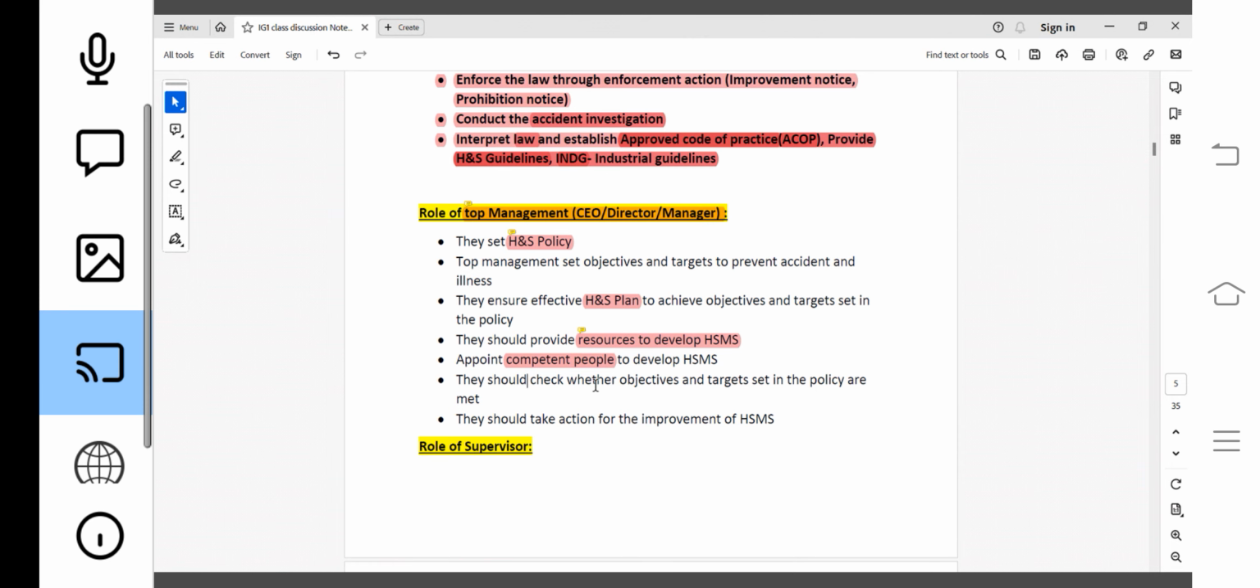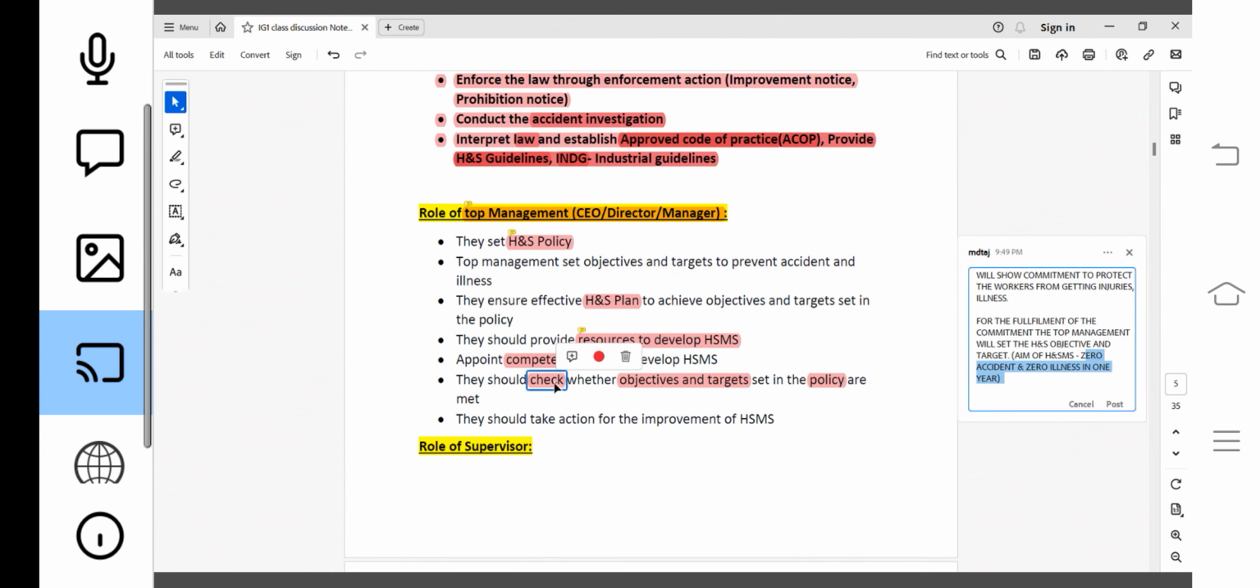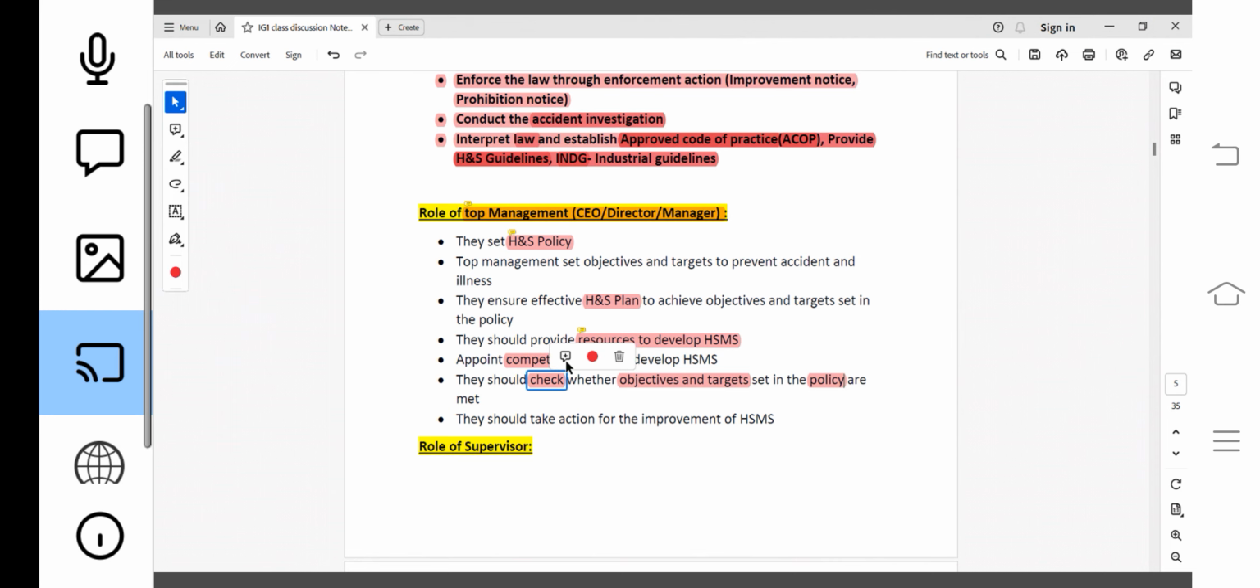Now, the top management should check whether the objective and targets set in the policy are met or not. So how can they check whether the objective and targets which they have set into the health and safety policy, such as zero accident, zero ill health, are met? They will hire an auditor, correct? They will get the health and safety management system audited.